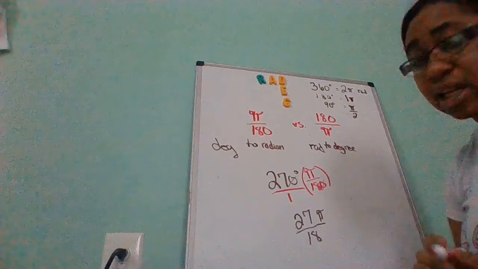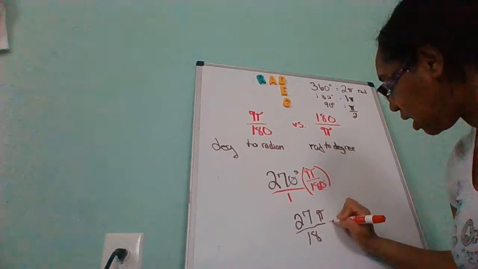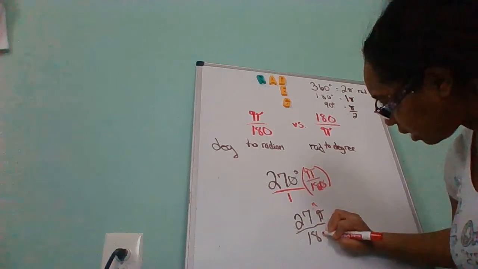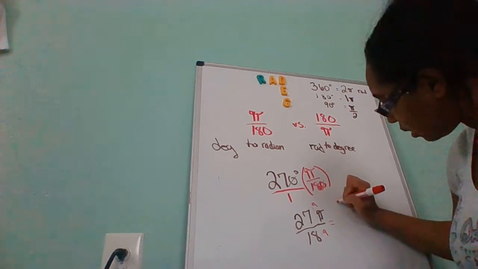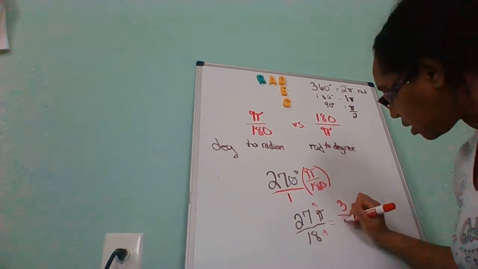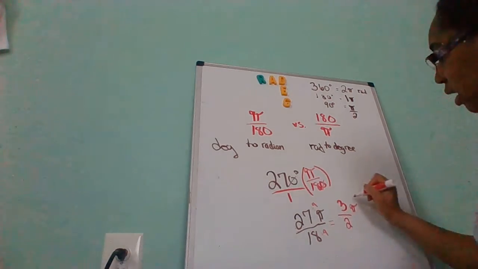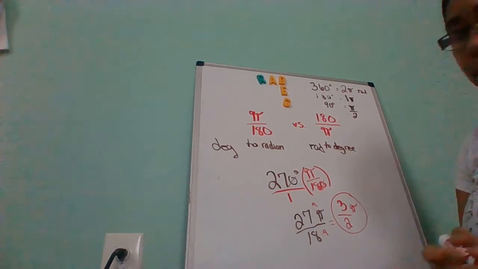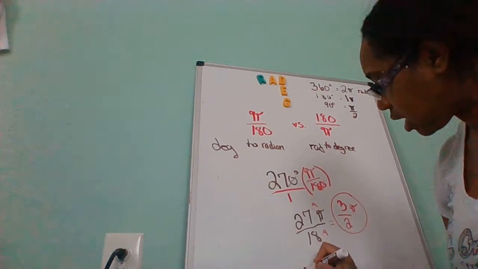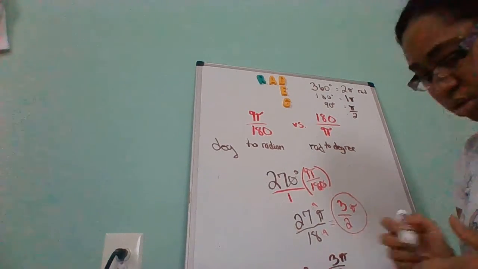So 27 and 18, you can divide both of those by 9. I'm going to just put divided by 9, divided by 9. 27 divided by 9 is going to be 3. 18 divided by 9 is going to give you 2. And then you still have your pi. So 3 pi over 2 is the actual answer for 270 degrees. So 270 degrees is equal to 3 pi over 2.